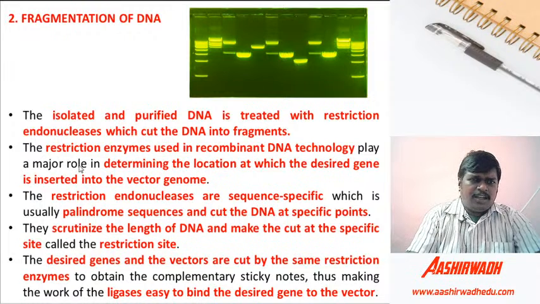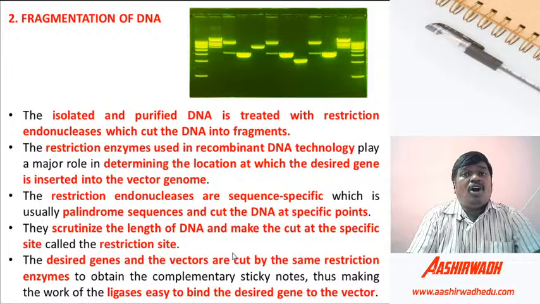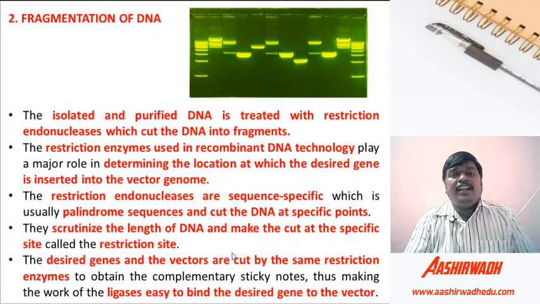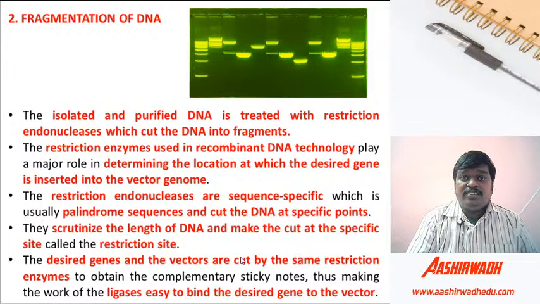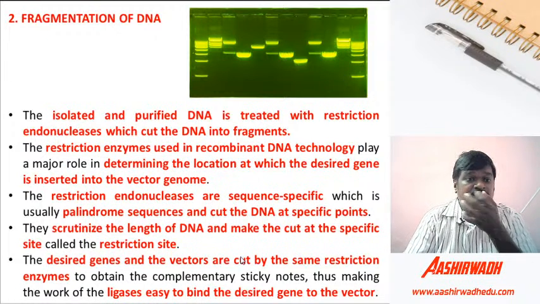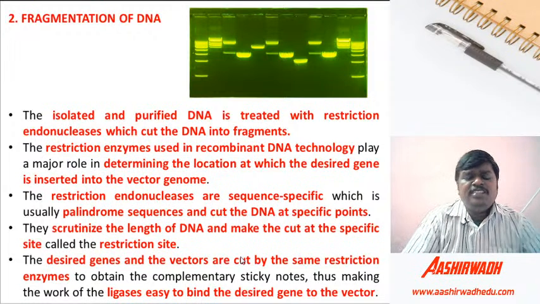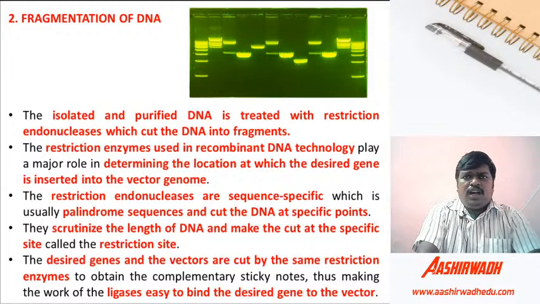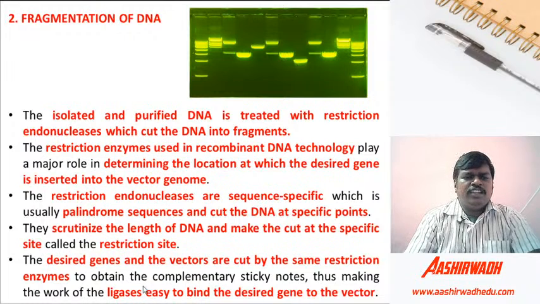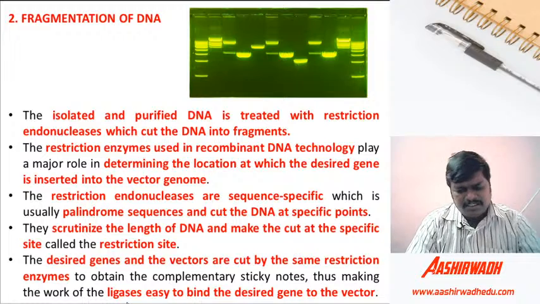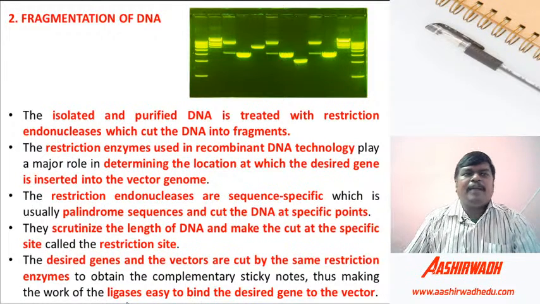And also according to the length of the DNA, they'll make the cut at a specific site. That's why it is called restriction endonuclease enzyme, because it cuts the DNA at a restriction site. The desired genes and the vectors are cut by the same restriction enzymes, and finally they'll use ligase enzymes to bind the desired gene to the vectors. That is done separately. So this process is called fragmentation of DNA.